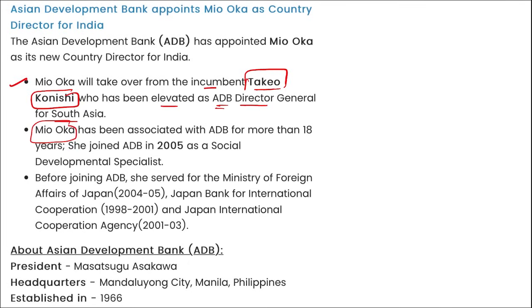If we talk about Mio Oka, she has been associated with Asian Development Bank for more than 18 years. She joined Asian Development Bank in 2015 as a social development specialist. If we talk about Asian Development Bank, the president is Masato Kanda. Headquarters is in Manila, Philippines, and it was established in 1966.